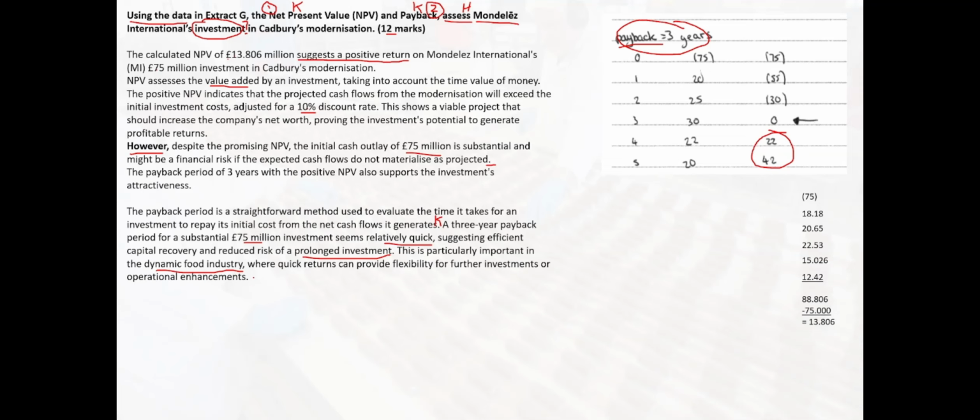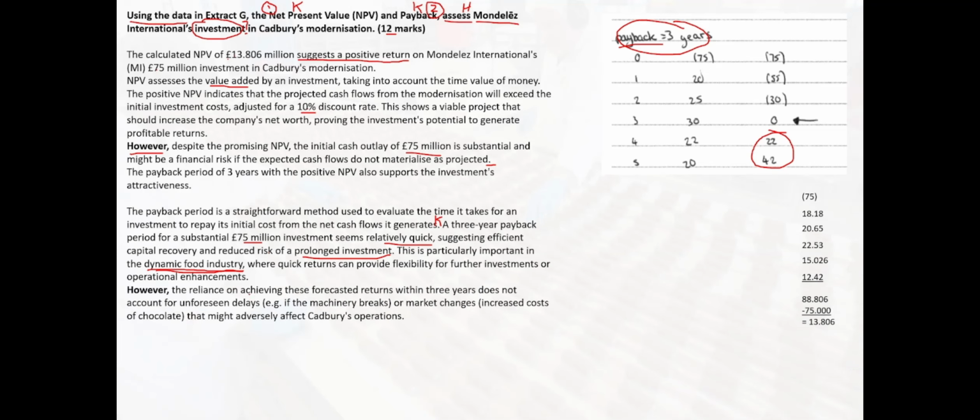Now, a lot of that is very knowledge-based, straight out of the textbook. All we're doing is describing payback. We're dropping in a bit of context, which is the numbers, the 3 years, 75 million. Yes, we've already said that in the previous point. And we've dropped a dynamic food industry quote in there. Okay, lovely context. However, let's question the reliability of the data.